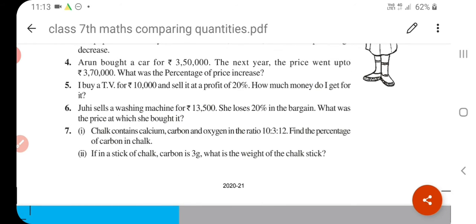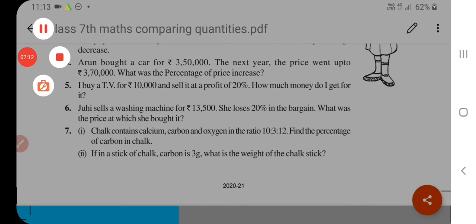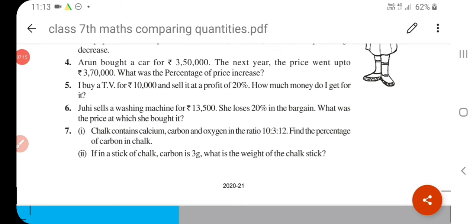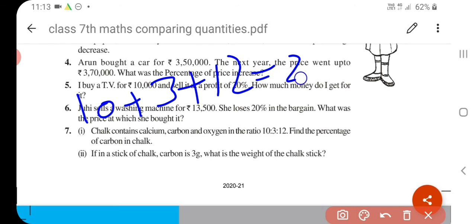Now question number 7. Read the question carefully. Chalk contains calcium, carbon and oxygen in the ratio 10:3:12. Find the percentage of carbon in the chalk. Okay, chalk के अंदर जो परसेंटेज होता है, किस किस का परसेंटेज होता है? कार्बन का, ऑक्सीजन का एंड कैल्शियम का. Okay, so first of all it is given as a ratio. So the ratio of calcium, carbon and oxygen in the mixture, total mixture क्या हो जाएगा बच्चों? 10 plus 3 plus 12, that is 25.